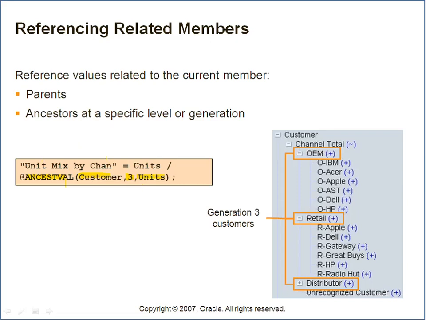So what it is going to do is, it is going to take the units block wise. Okay. So let's say it takes up the units for OIBM, it is picking up the units, divided by ancestor of customer third generation. Okay, which is the third generation in relation to OIBM? This is the first generation, this is the second, this is the third.